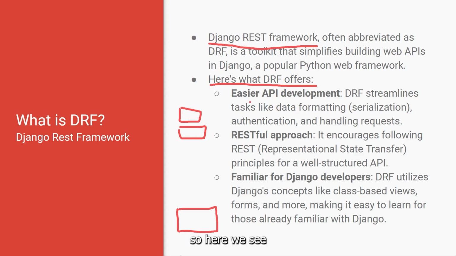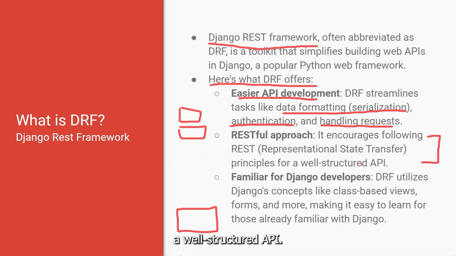Okay, so here we see easier API development. It will offer tasks like data formatting or serialization. We'll see how that looks later on. Authentication, meaning if we need a certain permission or a certain authorization before we handle certain requests. And of course, it will also handle requests like a REST API should. Here it also offers the RESTful approach, which is what we were talking about a while ago, where we are going to use certain HTTP requests to create a well-structured API. So here's where we bring in the get, post, put, patch, and delete.